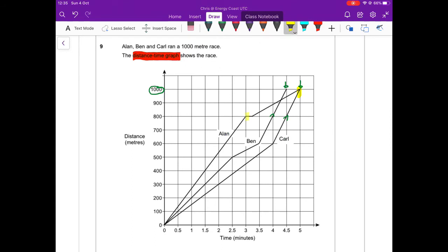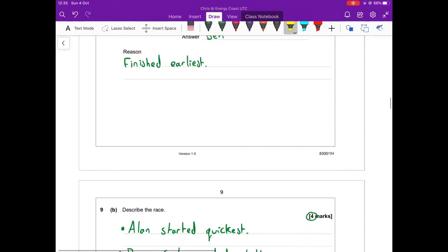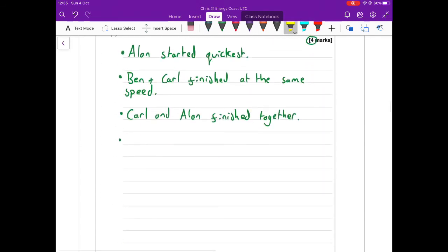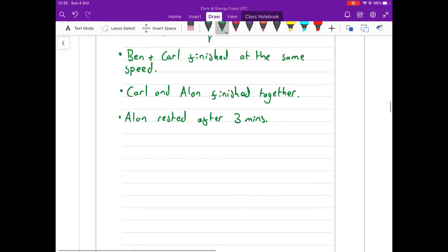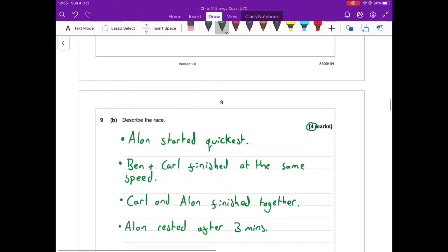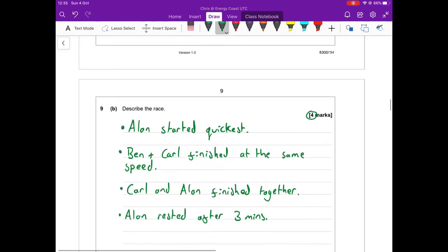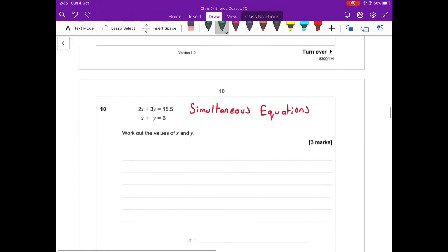I can see this, that Alan stopped for a bit, okay, because distance doesn't change for a bit, so I'm just going to write that Alan stopped for a bit. So basically Alan stopped, or I'm going to write Alan rested after 3 minutes. I could go on. I'm literally just describing anything I can tell you from that graph. Okay, so like I say, I could probably write about 20 things if I wanted to, but I'm just going to write 4, and I'm going to write them in bullet points because it's nice and easy.